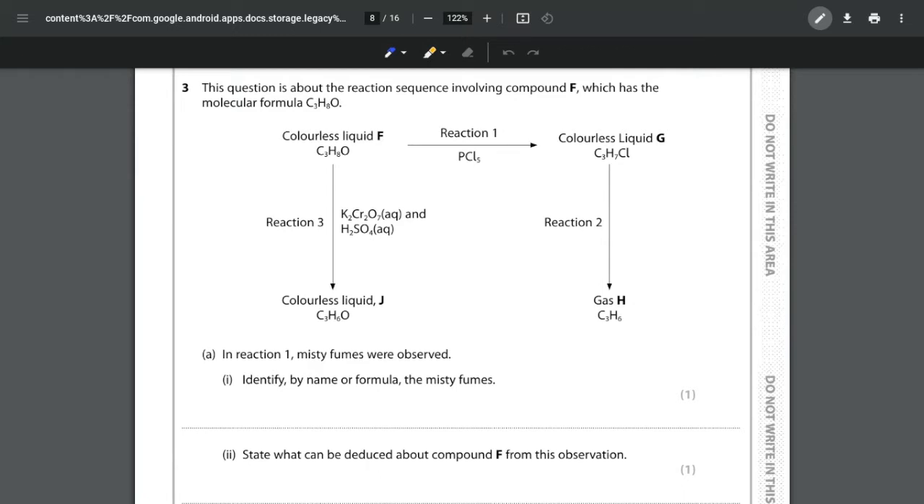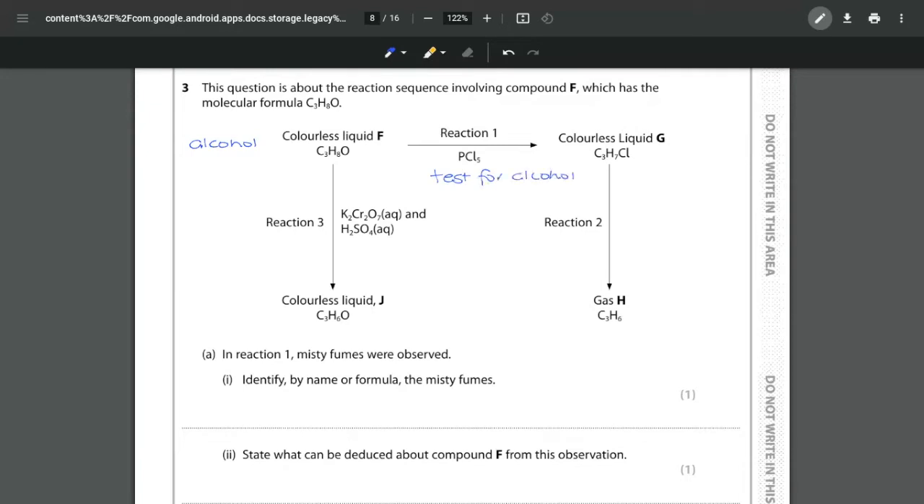So we've got a reaction sequence here involving compound F, which has the molecular formula C3H8O. And you can see that we've got 3 different reactions here. So we know that this is going to be an alcohol with that molecular formula. And given the fact that it can react with PCl5, this is how we test for alcohols.